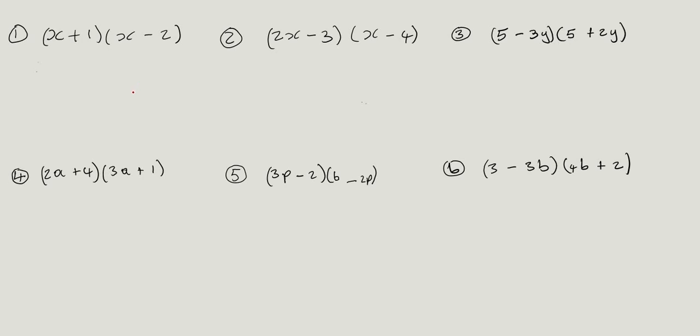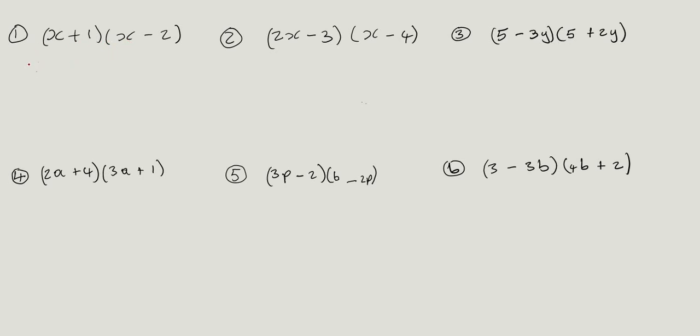Alright, so let's look at example number 1. We're given x plus 1 to be multiplied by x minus 2. Now, the approach that we're going to use is to split the first bracket, and when we split it, we're going to use each term in the first bracket to multiply each term in the second bracket.